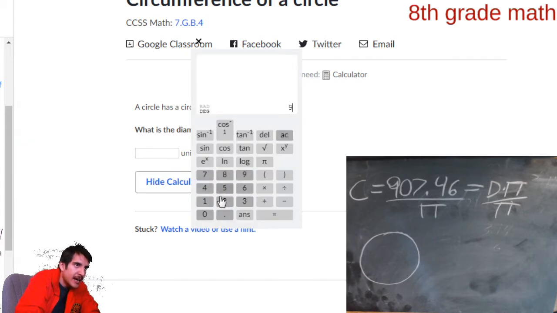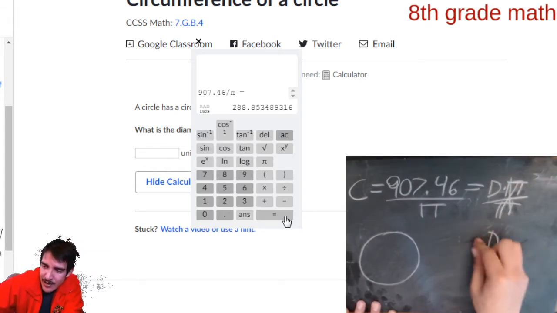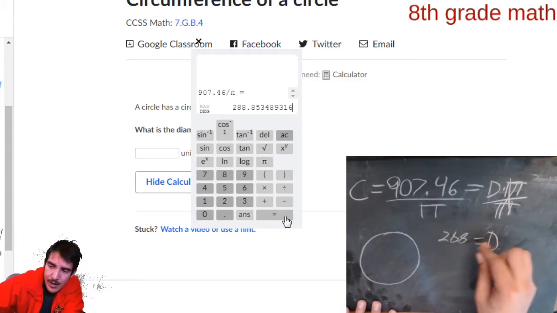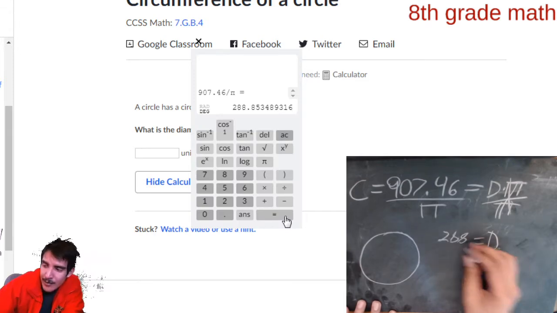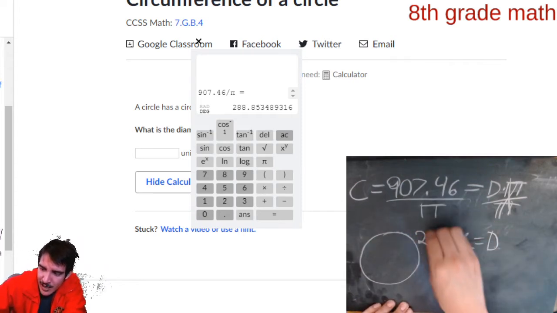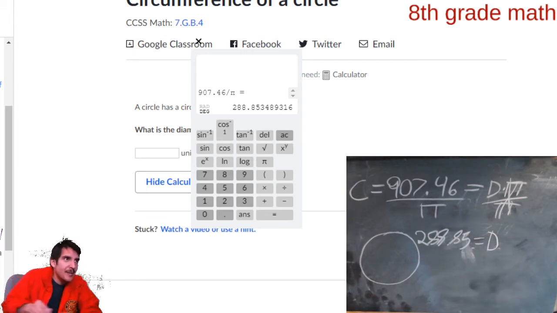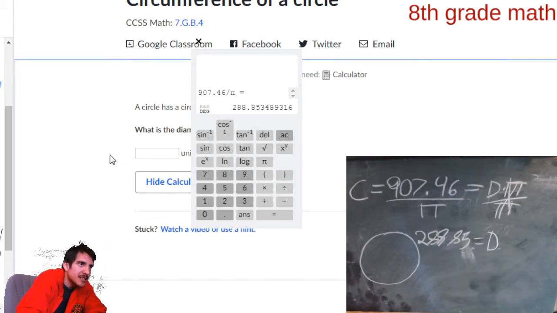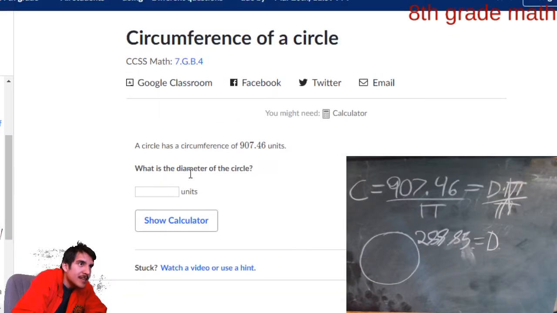907.46, and I'm going to divide by pi. It equals 288.8. So what we just found was that the diameter, because these two cancel, the diameter is equal to 288.85. I'm just going to put the first two decimal numbers, .85. Okay? You could barely see that. Let me write that properly. 288.85. That's the diameter. Now, let's see what the question is. How do I close this now? Oh, there it is. Okay. What's the diameter of the circle?